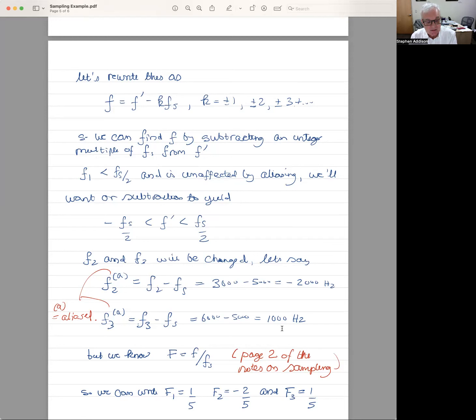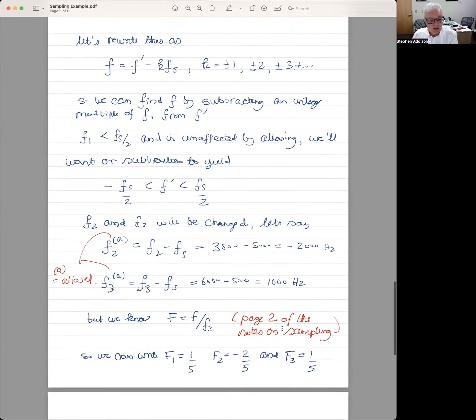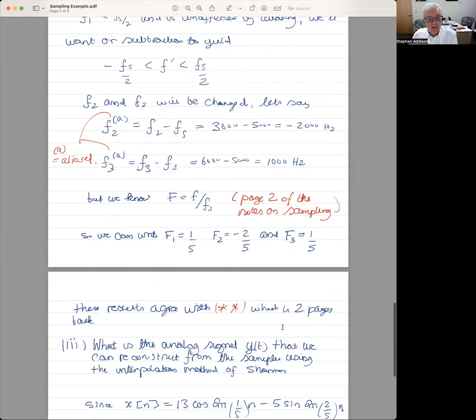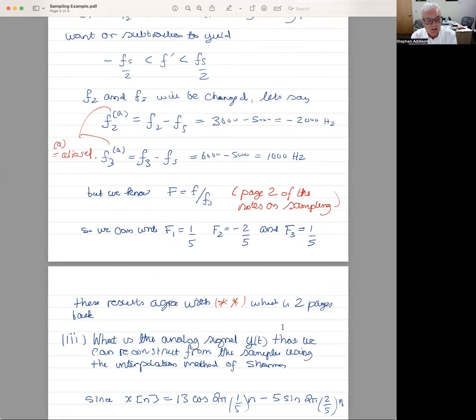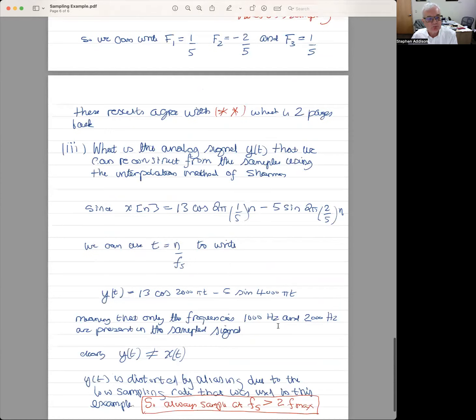But those results do agree with my double star equation on the previous page. We also know from page 2 on the notes on sampling that we can write the frequency in discrete space in terms of the sampling frequency and the original frequency. So that means I can write capital F1 is equal to 1/5, capital F2 is minus 2/5, and capital F3 is equal to 1/5. And those results do agree with my double star equation, which was a couple of pages back. And then I ask another question.